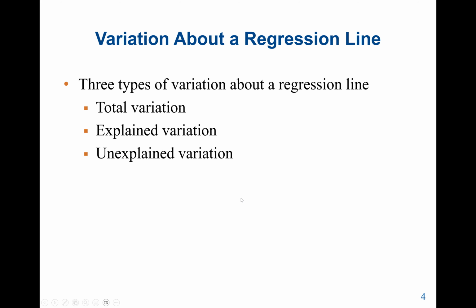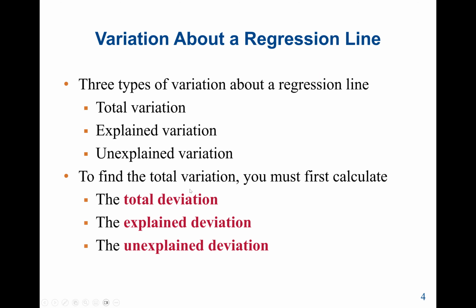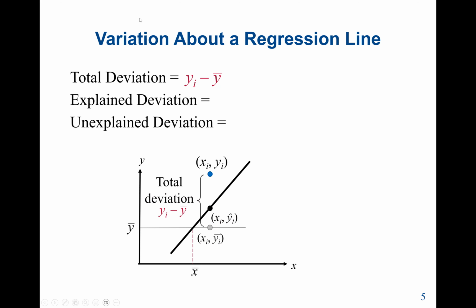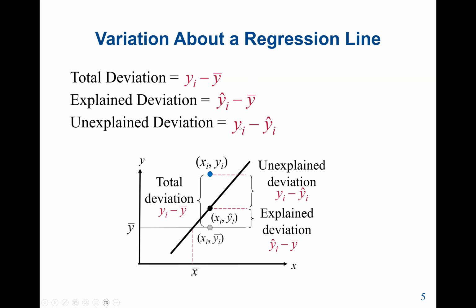So the three types of variation about the regression line: first, we have the total variation, explained variation, and unexplained variation. Now, to find the total variation, we need to first calculate the total deviation, explained deviation, and unexplained deviation. The total deviation will be the difference of the Y value minus the mean. The explained deviation will be the difference of the predicted Y value, or Y hat, minus the mean. Then the unexplained deviation will be the observed Y minus the predicted Y.